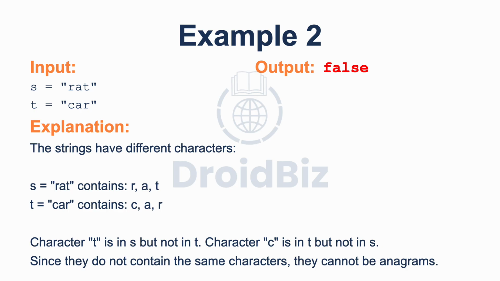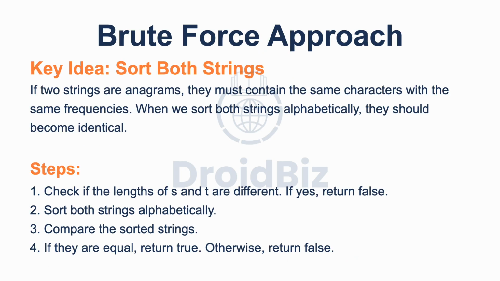Since the two strings do not contain the same characters, they cannot be anagrams of each other. That's why we return false. This example shows us an edge case where the strings have different characters entirely. Let's start with the brute force approach to solve this problem. The key idea is to sort both strings. Think about it this way. If two strings are anagrams, they must contain the same characters with the same frequencies. When we sort both strings alphabetically, they should become identical.